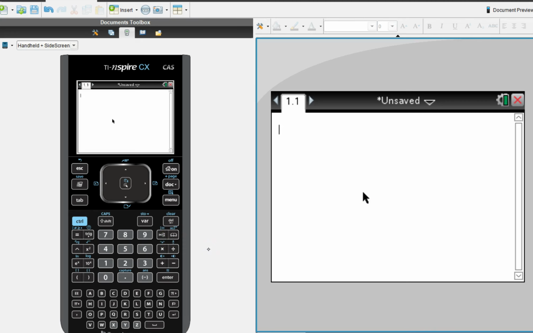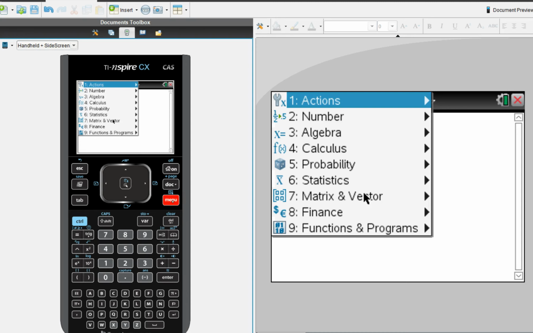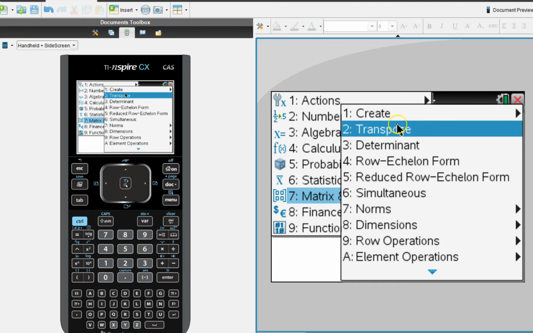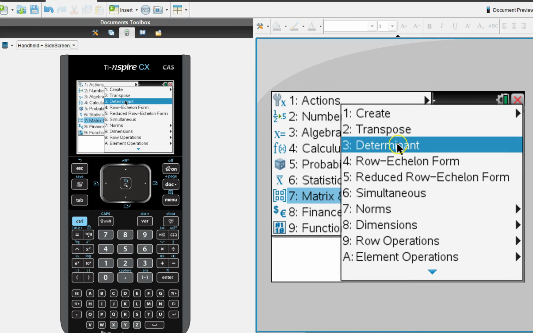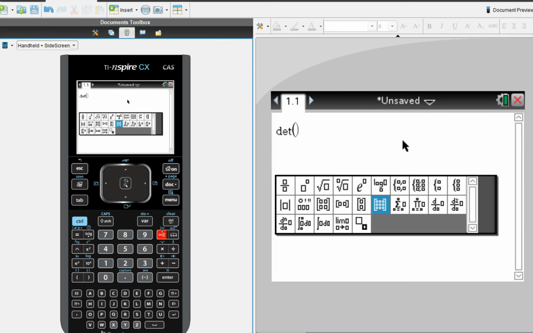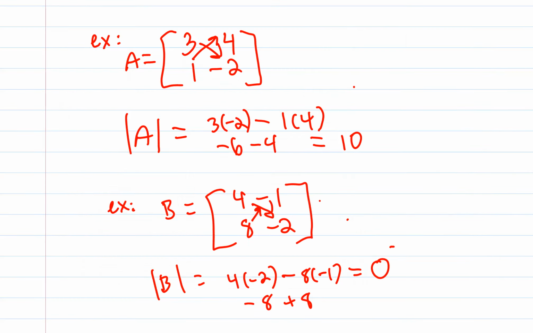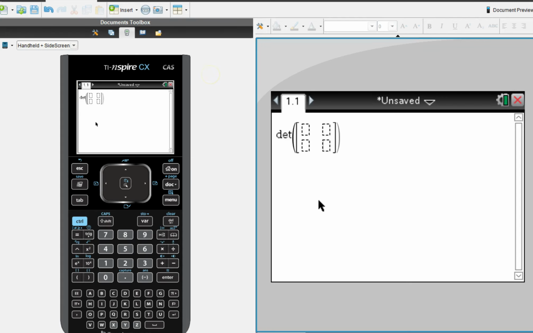Okay? But if I want the determinant first, what I do is I go to Menu. We're messing with matrices, so I go to Matrix, and do you see Determinant? Determinant, set up the matrix. So I click that button, I go to the 2 by 2, and what were the numbers in our first example? 3, 4, 1, negative 2.